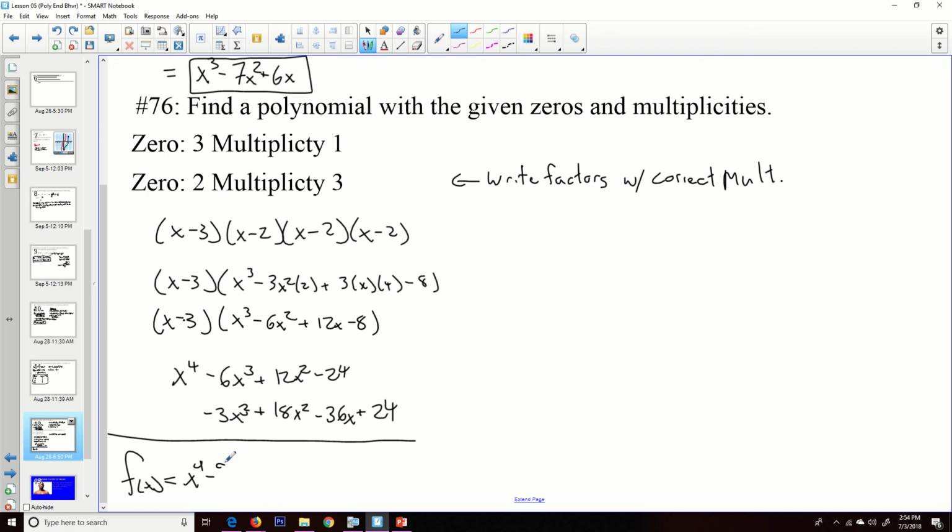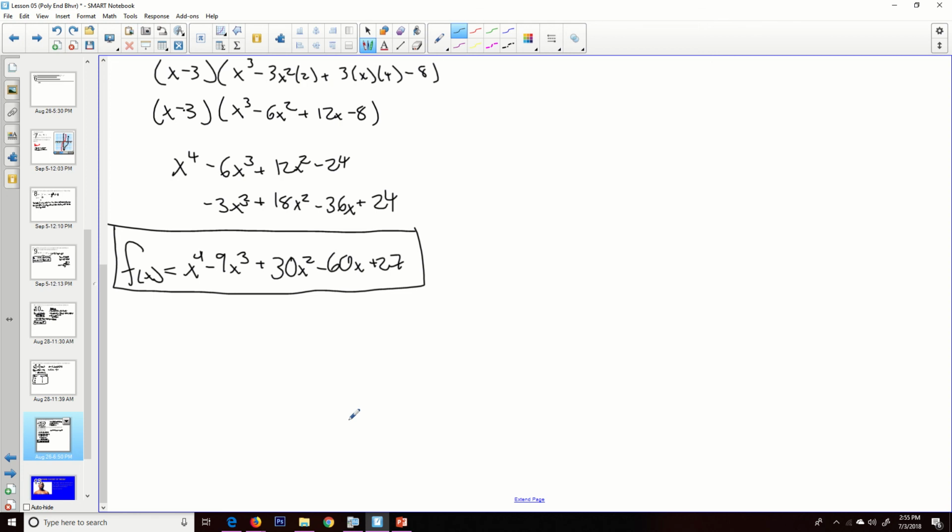Giving me a final function, f of x equals x to the fourth minus 9x to the third plus, let's see here, 12 and 18 is 30, x squared minus 44x and then plus 24. I think that's right. If you have any arithmetic errors, I apologize, and we can discuss it in class.